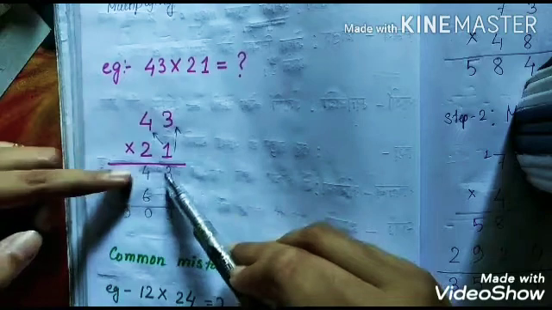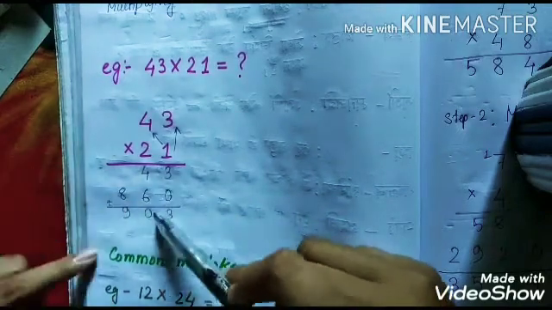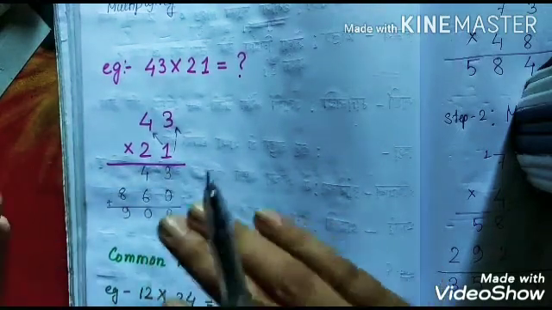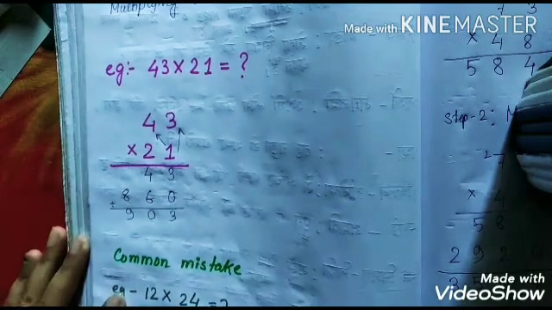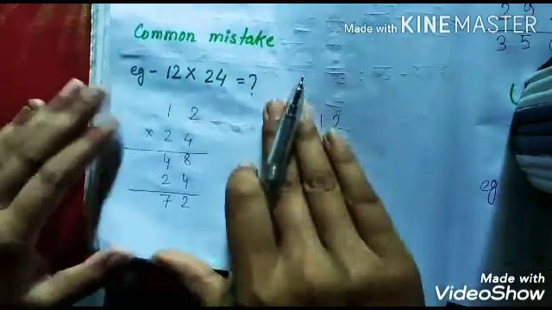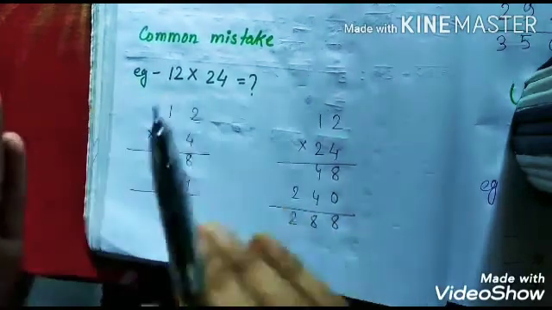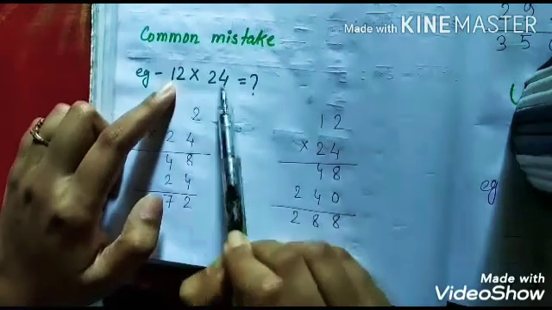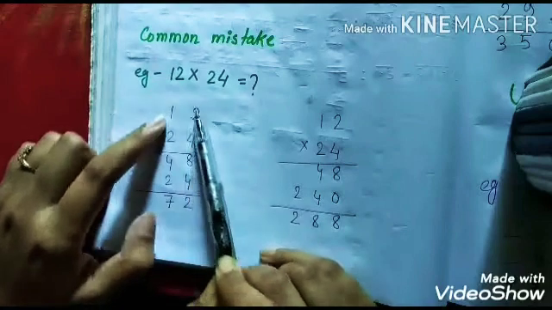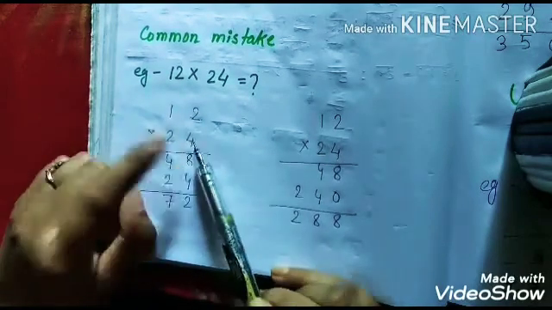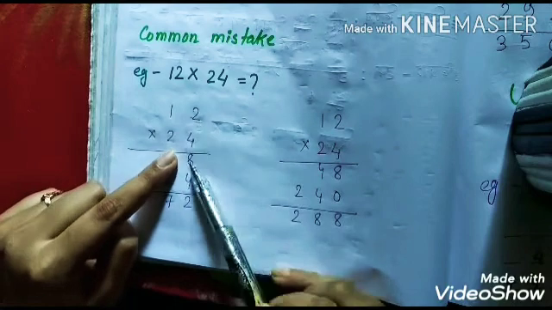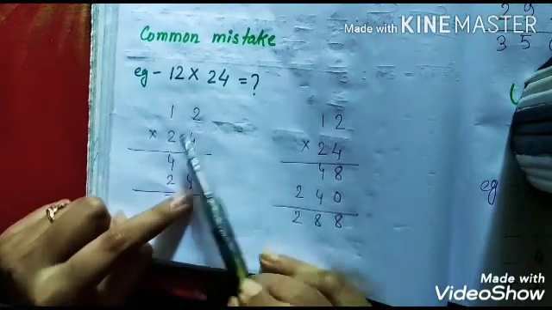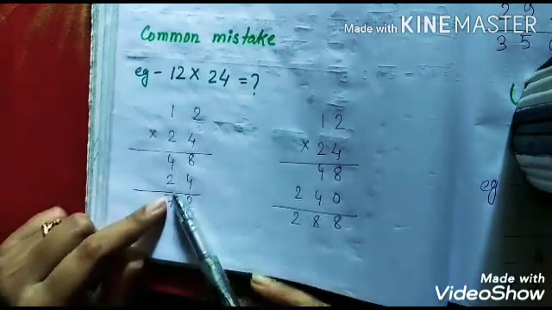After following these steps we have to do the sum. Generally students make a type of mistake, which I will show you. You can see here I have written common mistake. Suppose this is the question, and you write it like this. Now the first step we start from here: 4 2s are 8, 4 1s are 4, again 2 2s are 4, 2 1s are 2.